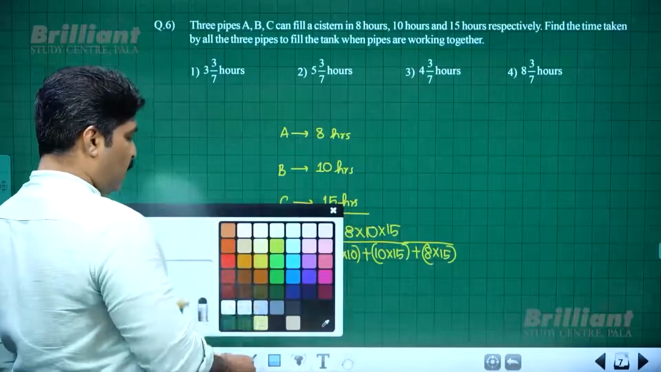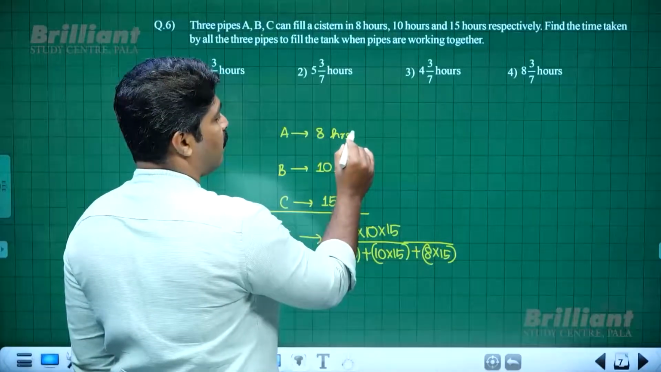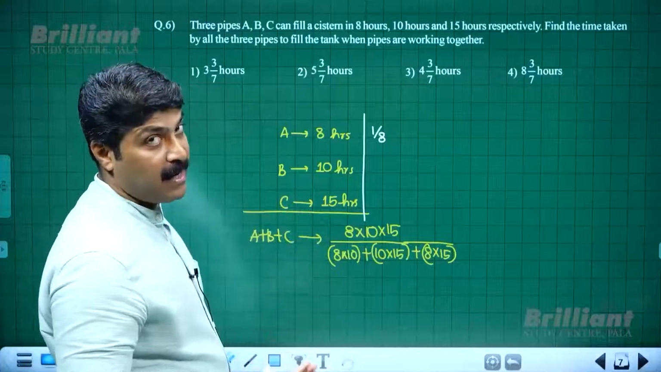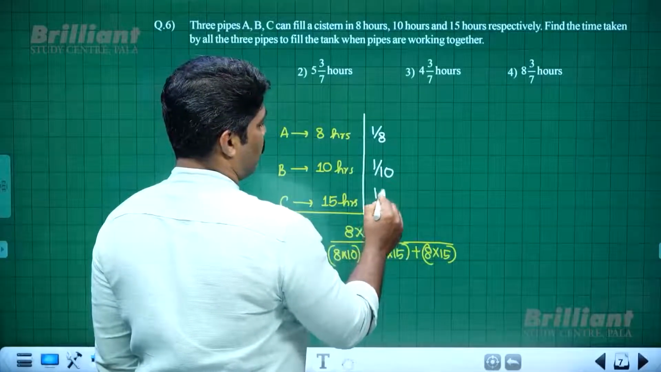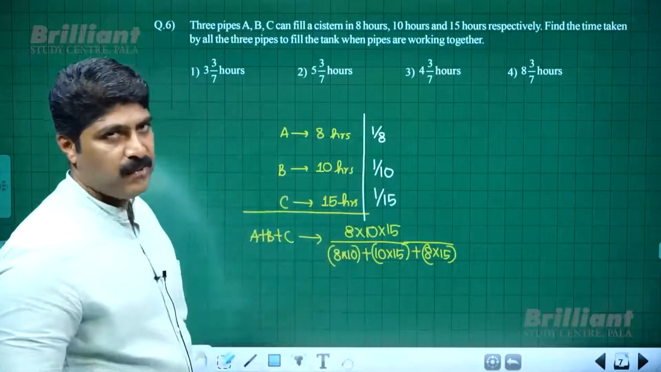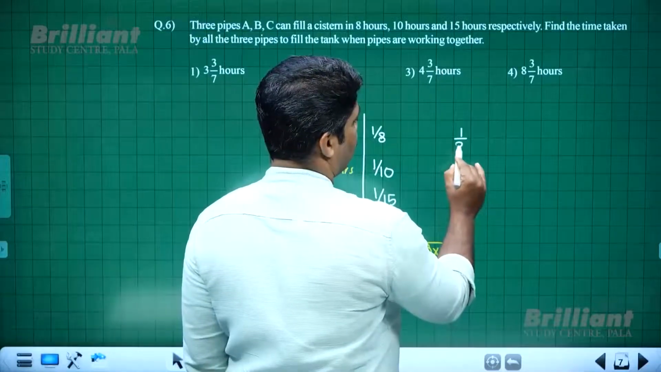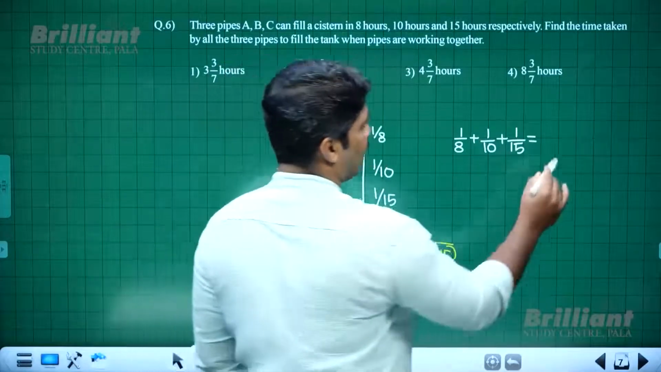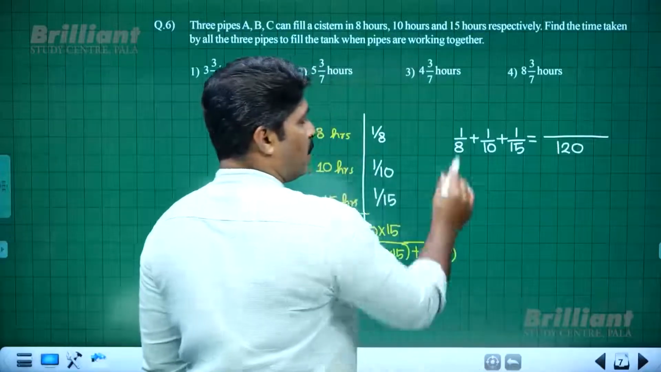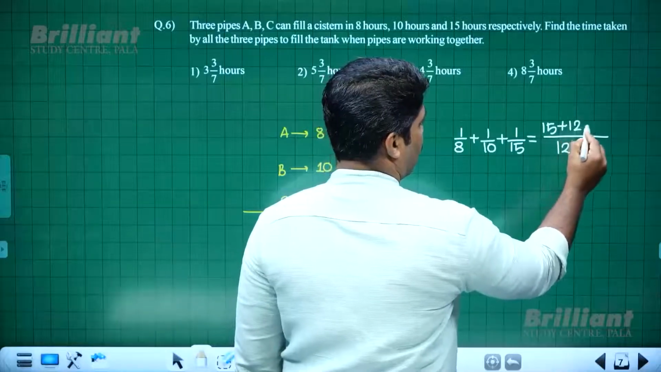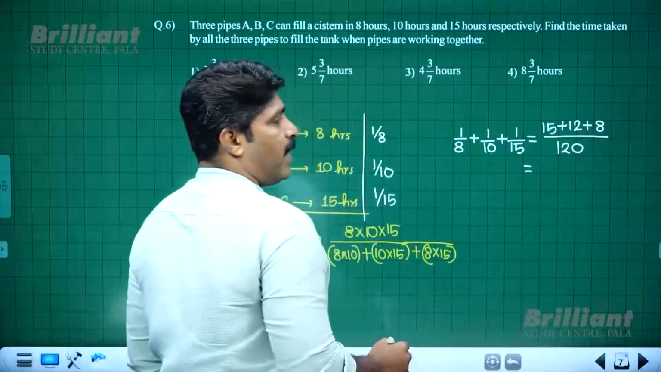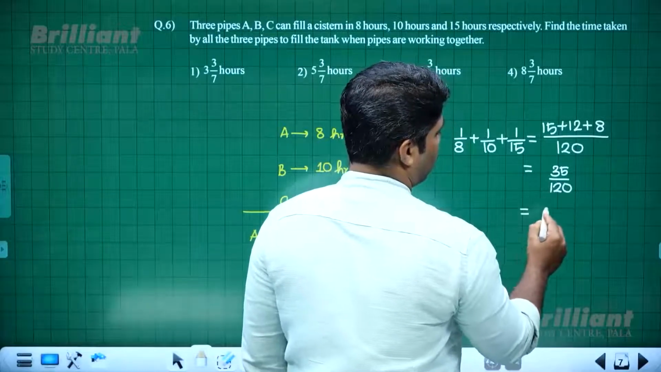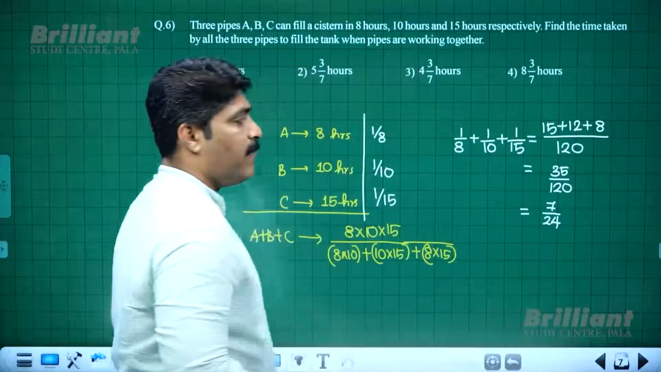If each pipe requires 8 hours, therefore its efficiency is 1 by 8. That means 1/8 of the total quantity in an hour. This is 1 by 10 and this is 1 by 15. So this operation is the same as the sum of all these values. Therefore, we just add 1 by 8 plus 1 by 10 plus 1 by 15. That's the combined efficiency of these 3 values. Here we can take 120 as the common denominator. So this is 15, this is 12, this is 8. Got it? While adding these values, this is equal to 35 divided by 120. Further, we can divide to get 7 by 24. This is the combined efficiency.